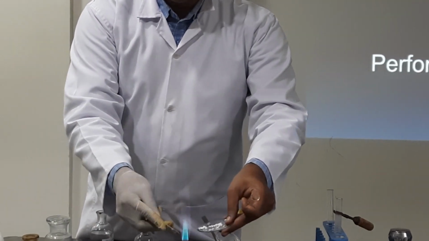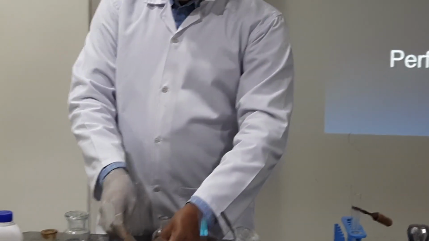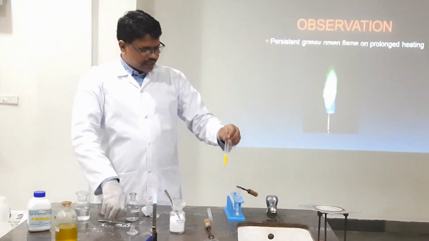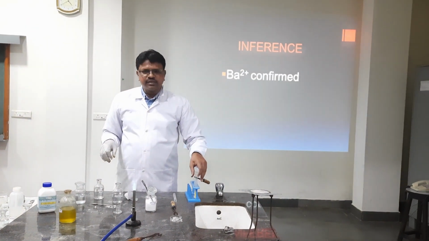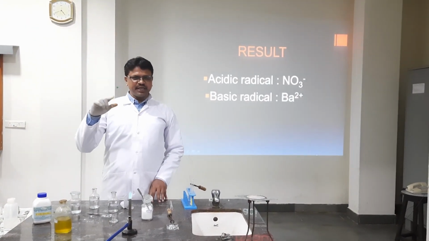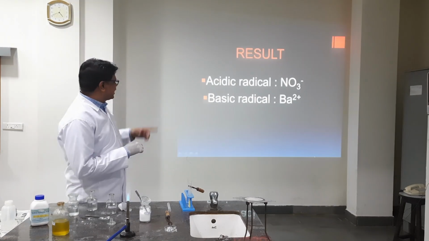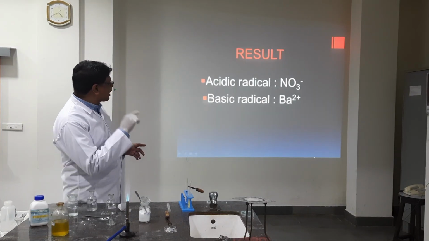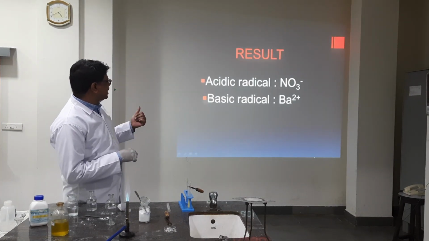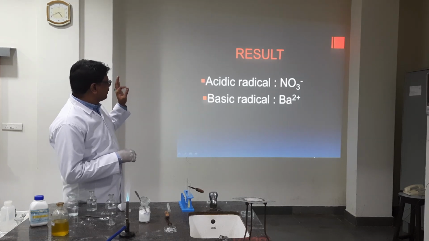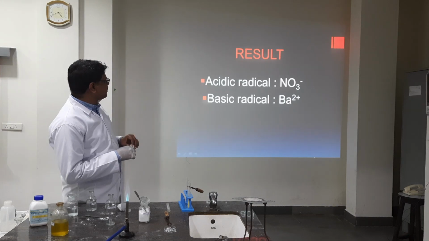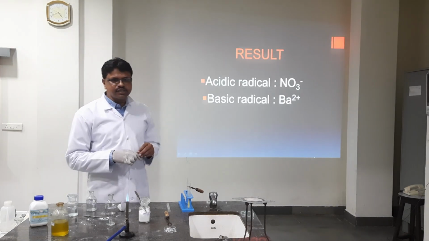Okay, students. So by this we completed salt analysis. At last, the result, students: you can see nitrate ion is the acidic radical or anion, and the basic radical is Ba2+. So our salt contains Ba2+ and NO3-. Okay. So this is about salt analysis.